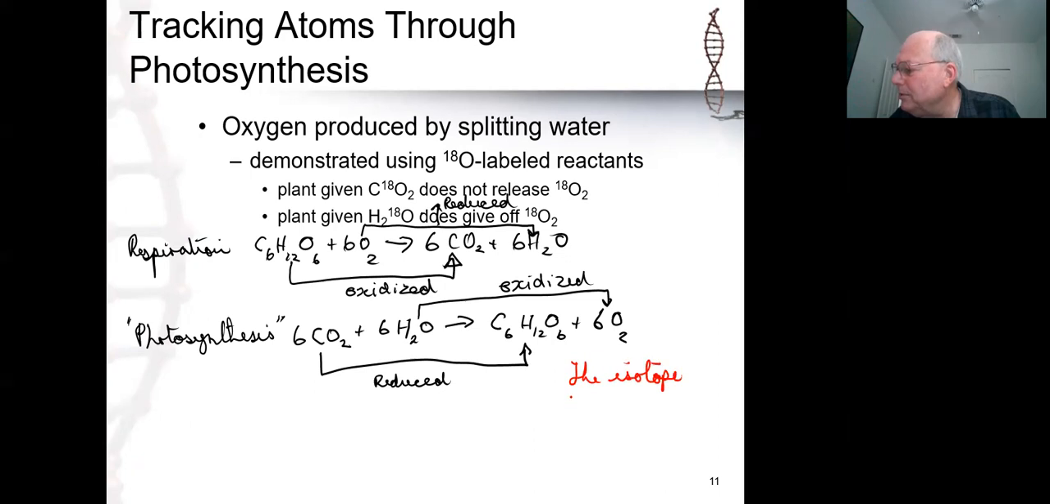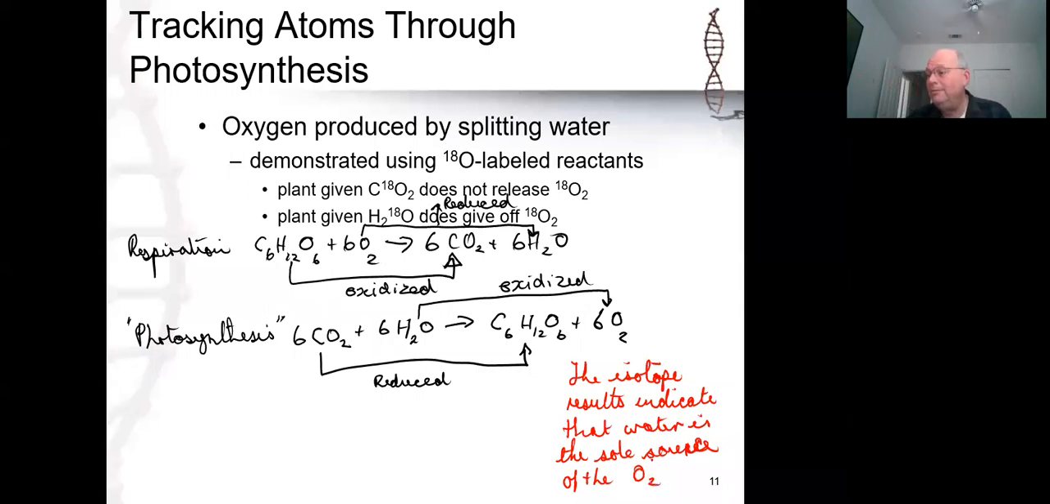The isotope results indicate that water is the sole source of the O2. And in this case, that's not going to work because over here, you've only got 6 oxygens, but here you have 12 oxygen atoms.